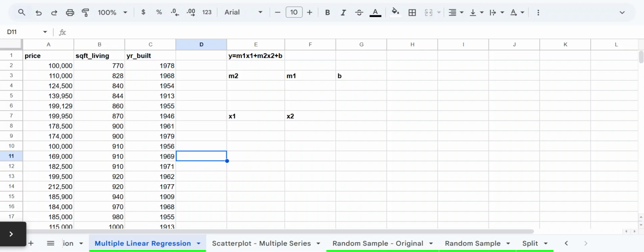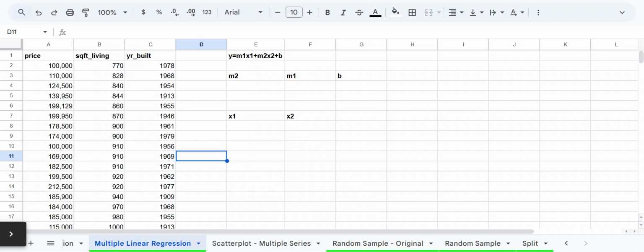Before we can do our multiple linear regression, we have to make a few assumptions. First, we are assuming that there is a linear relationship between each individual x variable and the y variable. So we're assuming that the relationship between square foot of living space and price is approximately linear, and the relationship between year built and the price is approximately linear. We are also assuming that there is not a strong correlation between square foot of living space and year built, so your x variables.